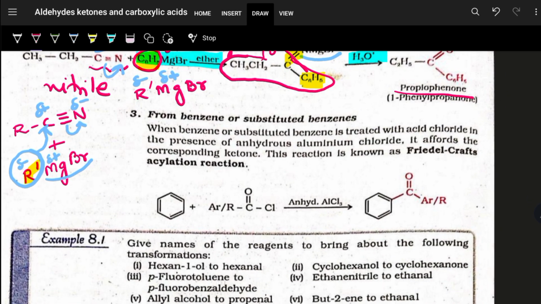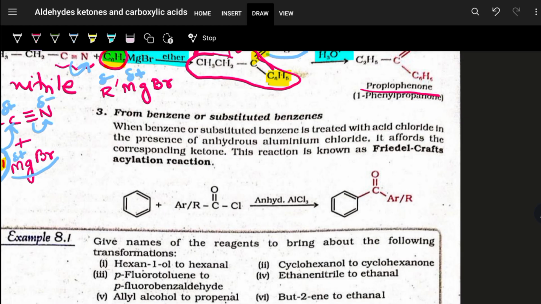From benzene or substituted benzene, if you have to obtain ketone, now this is again a named reaction, or rather I'll say special reaction, which is known as Friedel-Crafts acylation reaction. Alkylation means addition of R, and acylation means COR or COAr getting added. Now, this is carried out in presence of anhydrous AlCl3, which acts as a Lewis acid catalyst.